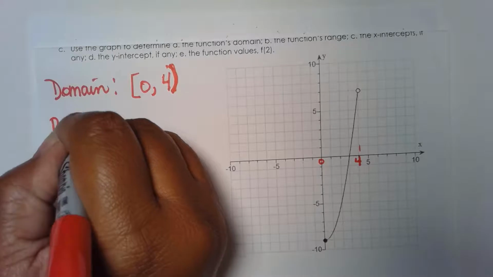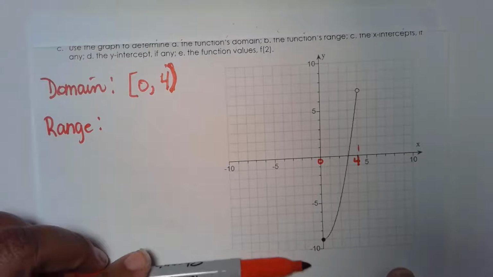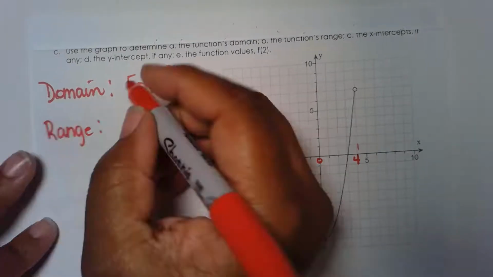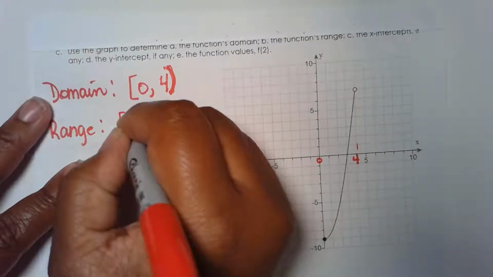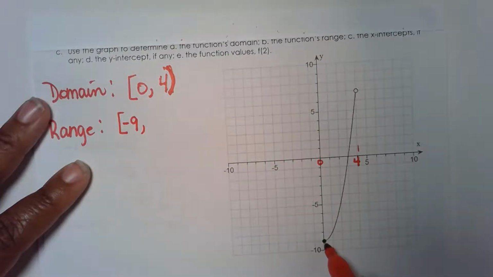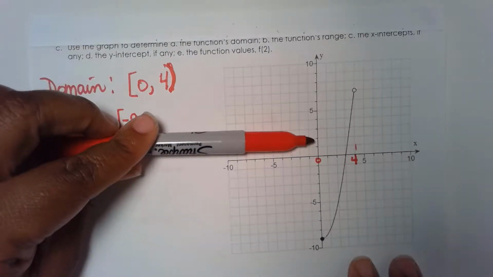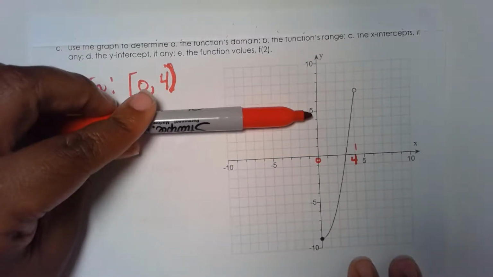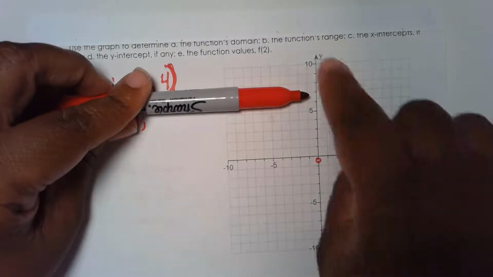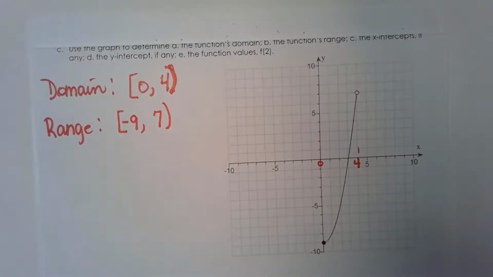Your range. Look along the y-axis. Let's go along the y-axis. Where does this start at? -9. And we're using a bracket because it's a closed circle. And then we move up, up, up, up, up. We have 1, 2, 3, 4, 5, 6, 7. It ends on the y-axis at 7 with a closed parenthesis.